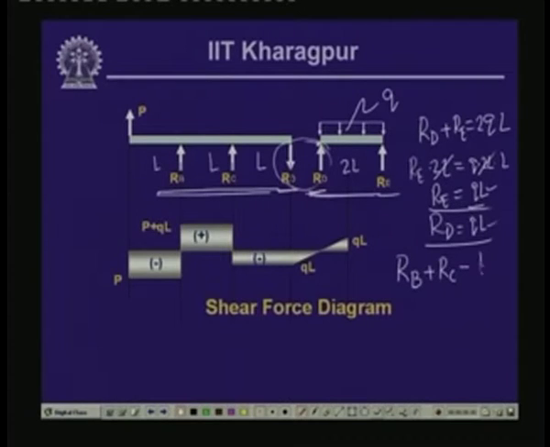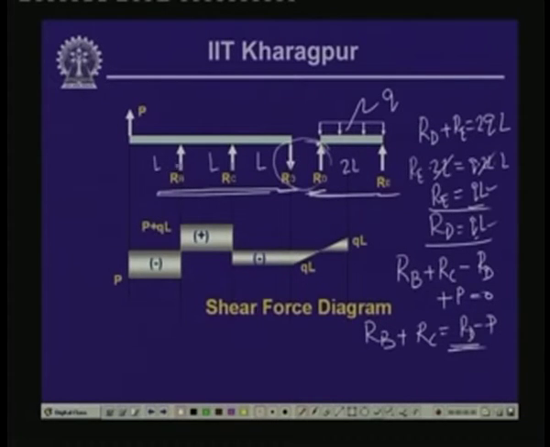So, minus R d, and P also in the same direction. So, plus P, this is equal to 0. So, this gives us that R b plus R c is equal to R d minus P, and R d we have seen as equal to Q L. So, this is Q L minus P.